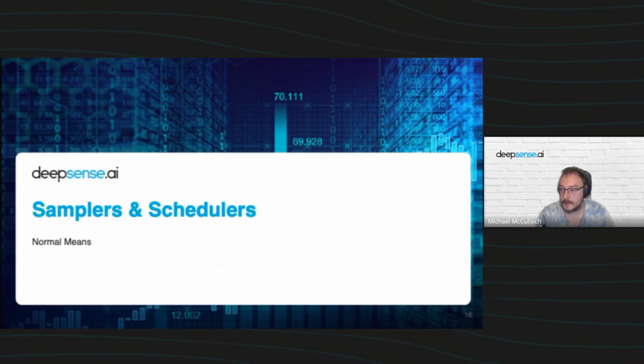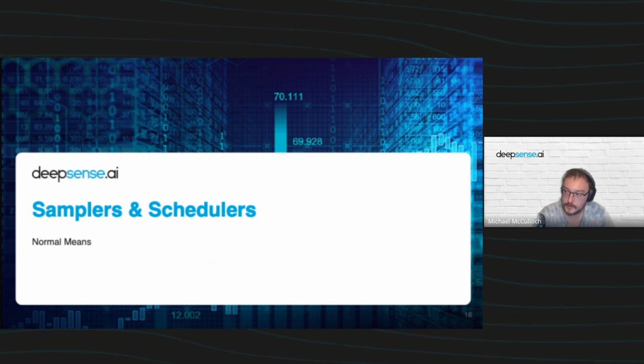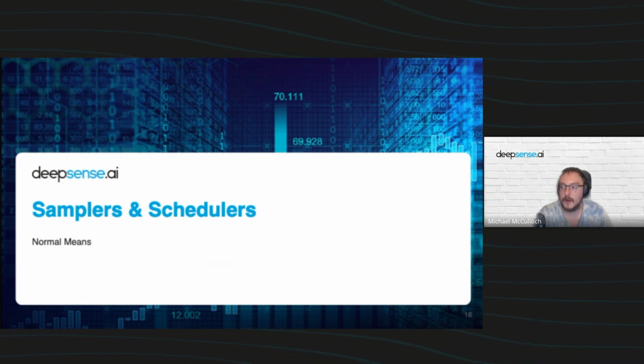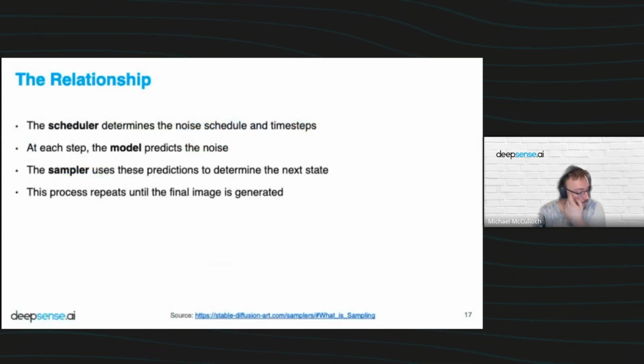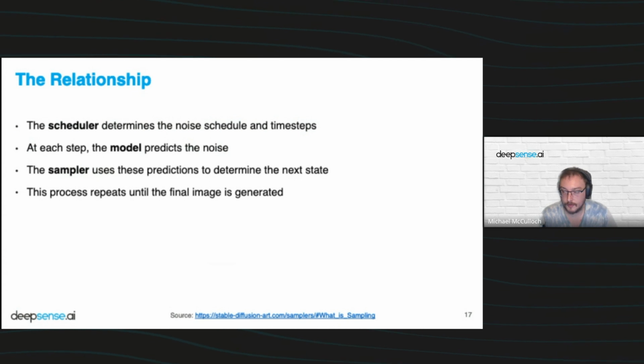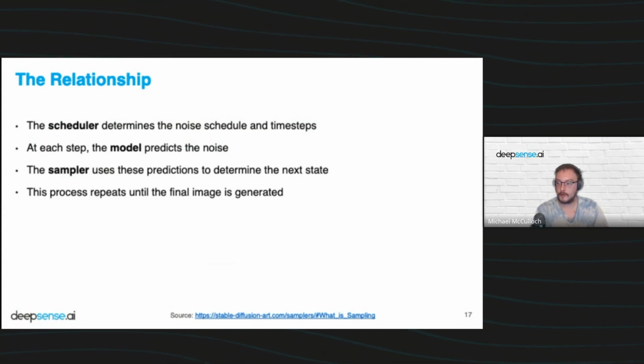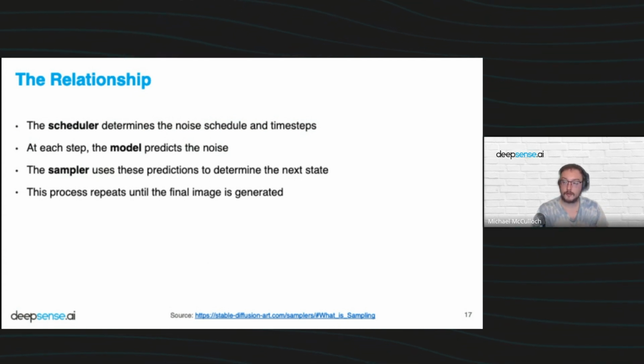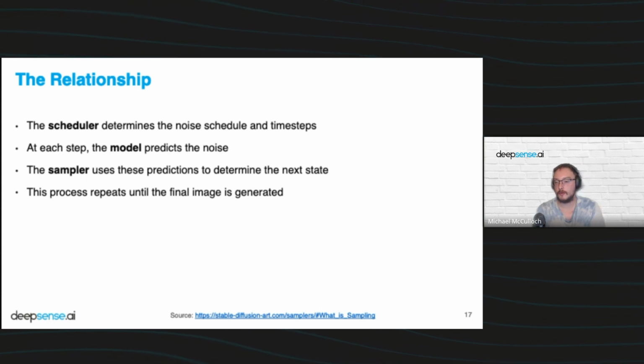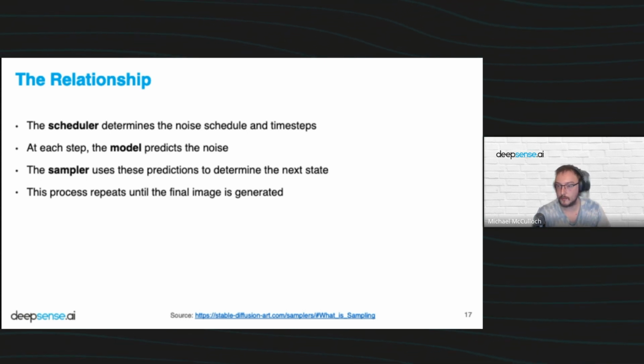So, samplers and schedulers. There is a lot of variation in samplers and in schedulers, and they often work together, but you can mix and match them. The relationship is pretty straightforward. A scheduler determines the intervals. The model predicts the noise to remove, and the sampler uses the interval and the noise prediction to actually remove the noise. You just repeat this 20 times, or if you have the turbo model, 4 times, until you have a final image.